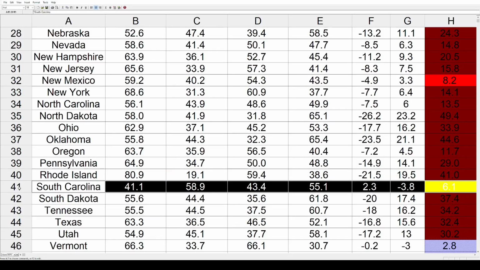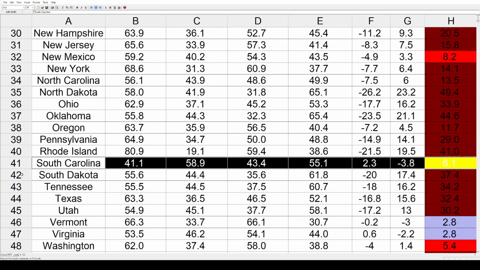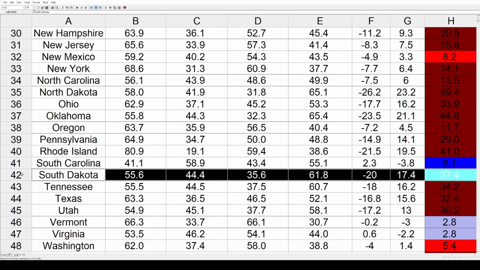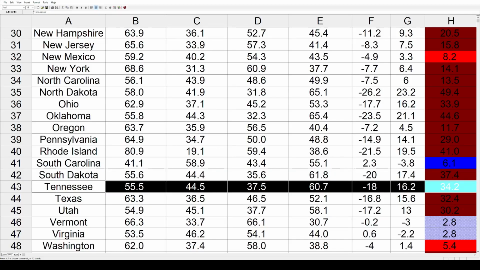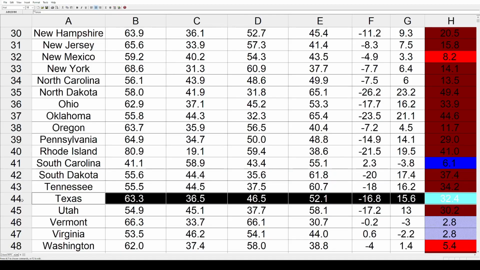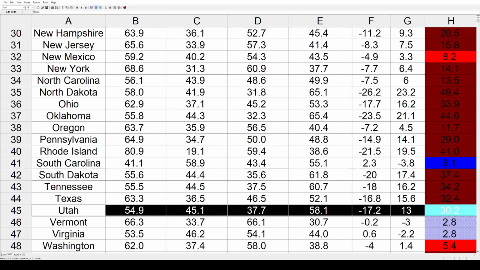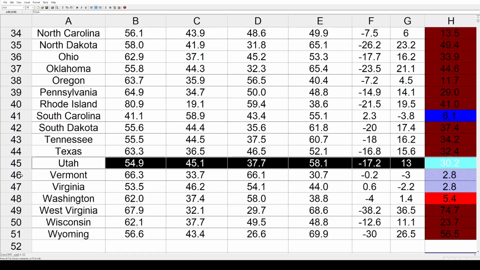South Carolina was a bright spot for the Democrats. It shifted in their direction by 6.1. South Dakota, on the other hand, went hard back toward the Republicans by 37.4. Tennessee, similar margin, 34.2. And also in Texas, Lyndon Johnson's home state back in '64, 32.4 toward the Republicans. And Utah also clearing 30%, 30.2 toward the Republicans.